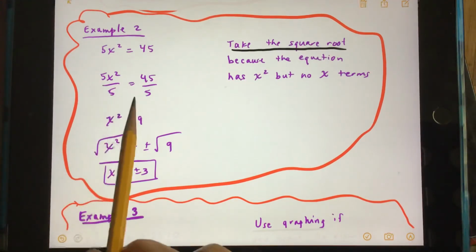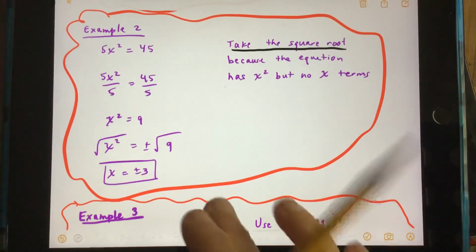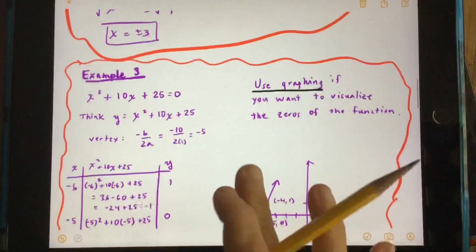So here I am dividing both sides by 5, getting it down to just the x squared term, then taking the square root of both sides, and x is equal to positive or -3. So taking the square root when we only have x squared terms is a great way to solve a quadratic equation. So our first two examples were the easy methods that work beautifully when they work to solve a quadratic equation, but they don't always work. So now we're going to talk about some of our other methods.